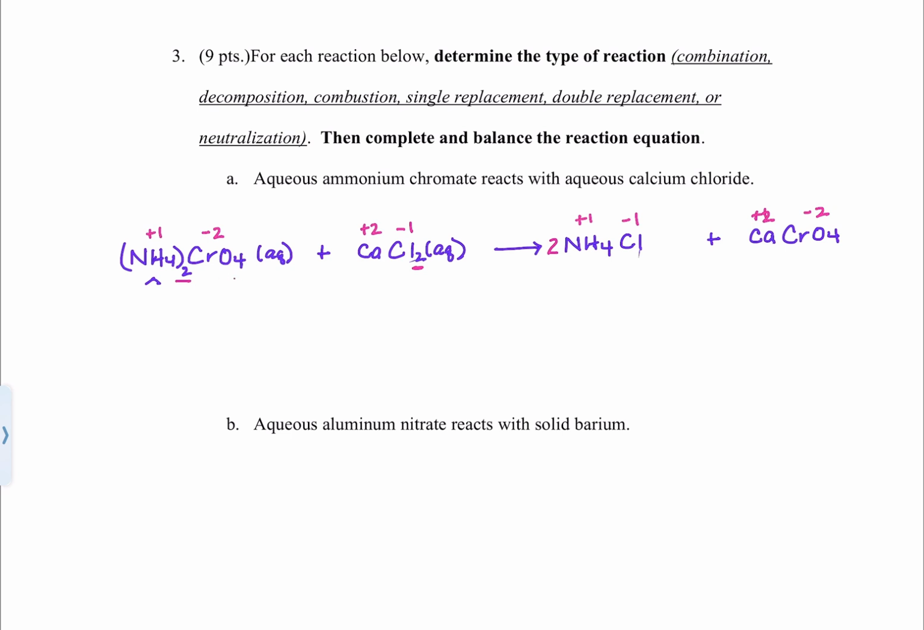Let's move on to check our chromates. We have 1 chromate on the reactant side. We have 1 chromate on the product side, so those are fine. Let's check our calcium. We have 1 calcium on the product side, and we have 1 calcium on the reactant side, so those are fine. So the only thing we needed to do in order to balance this equation is to add the 2 coefficient in front of ammonium chloride.